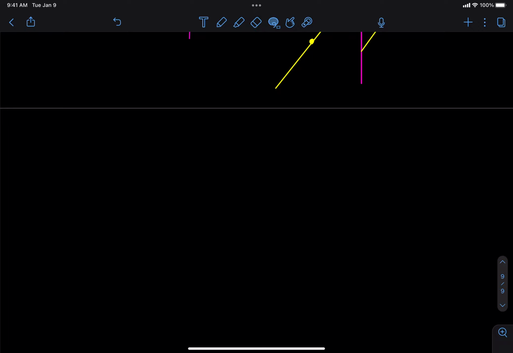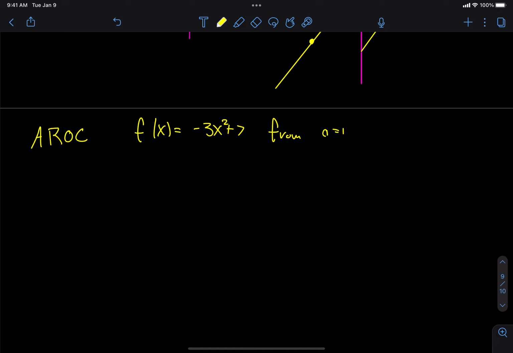Okay, here's a problem on average rate of change. The function is f of x equals 3x squared, from a equals negative 1 to b equals 3. So let's try to find the average rate of change of this function from a equals negative 1 to b equals 3.